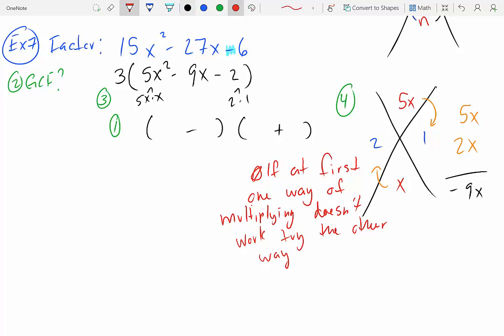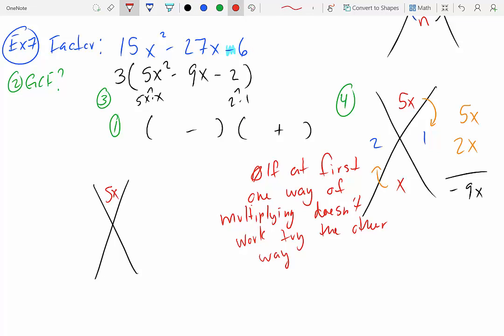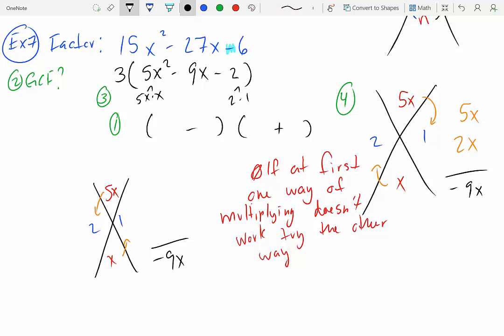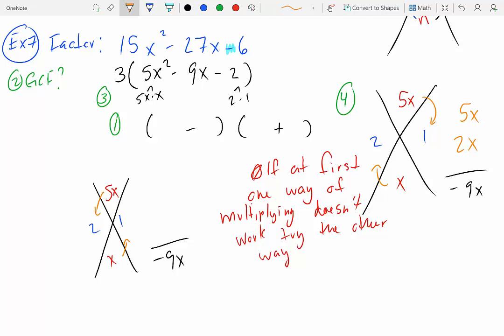So we're going to try the other way. We're going to still use the same factors of 5x and x, 2 and 1, and we went right the first time, so let's go left. So our goal, we need to get negative 9x, so when we multiply, we have 5x times 2 is 10x, and x times 1 is 1x, and we can get negative 9x if the 10 is negative and the 1 is positive. So how did we get the negative 10x?